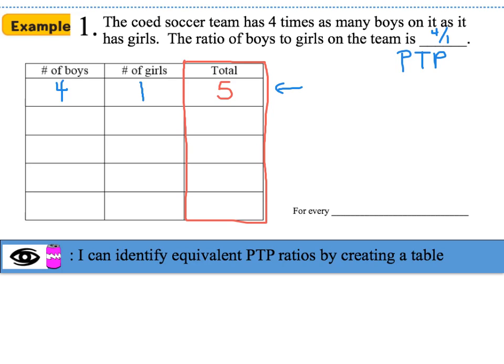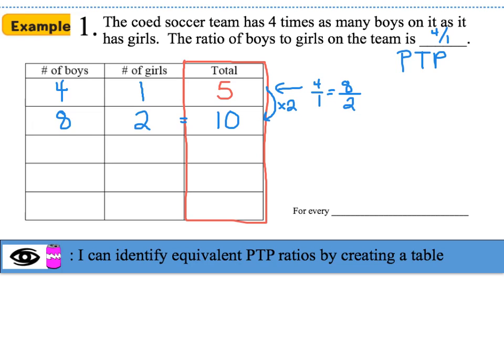But what happens if I wanted to double the soccer team? If I doubled it, I'm going to scale forward and multiply by 2, because doubling means times 2. So 4 times 2 gets me 8. 1 times 2 gets me 2. And 5 times 2 gets me a total of 10. Now you can write 8 plus 2 gets you your 10, or you can do 5 times 2, which gets you your 10. You get the same answer. So another equivalent ratio would be 8 over 2.